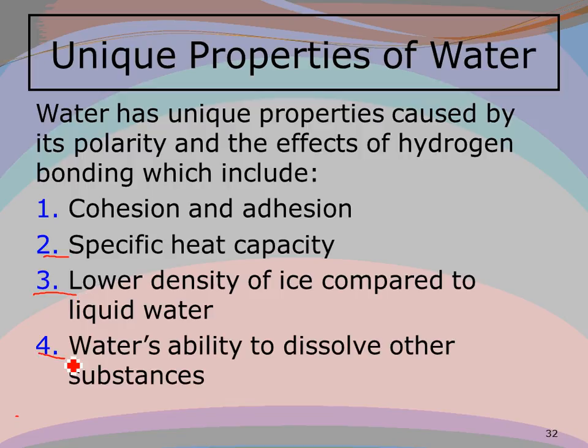And then also, because water is polar, it's really good at dissolving things. It's called a universal solvent, meaning it dissolves. Water will dissolve more things than the strongest acid any scientist has ever made.